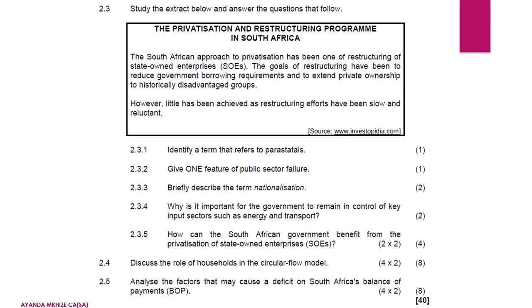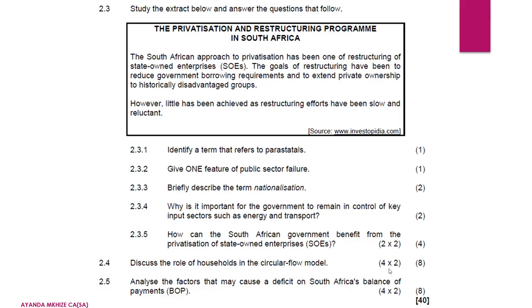Number two, expertise. There will be more expertise from the individuals that have decided to buy a certain portion of Eskom. And then obviously the third part is that it will be attractive to both local and foreign investors. Now we are moving to 2.4. 2.4 says: discuss the role of households in the circular flow model.